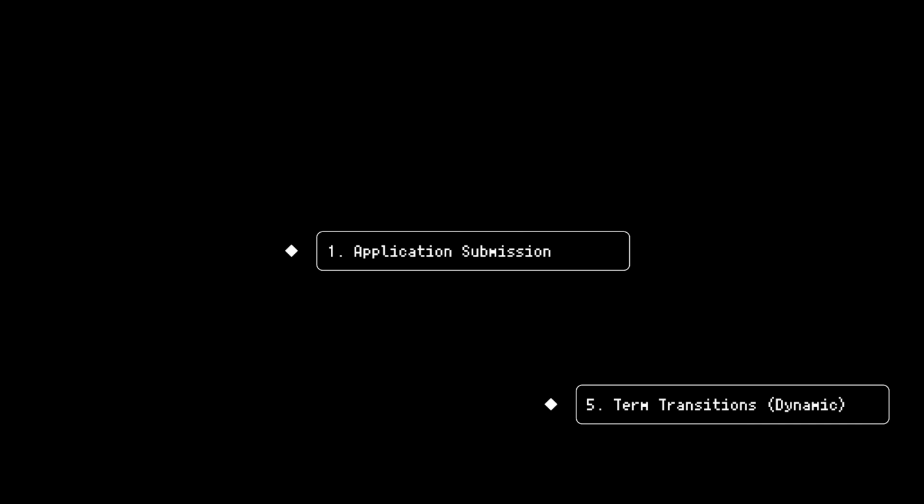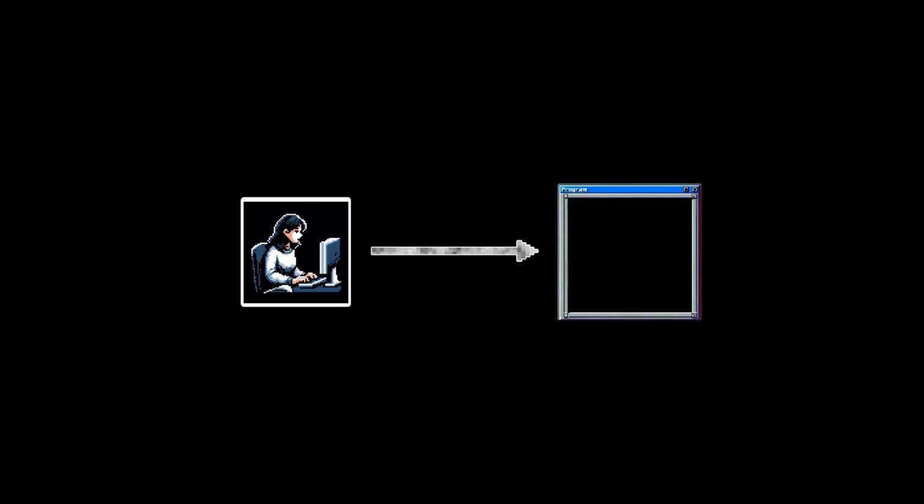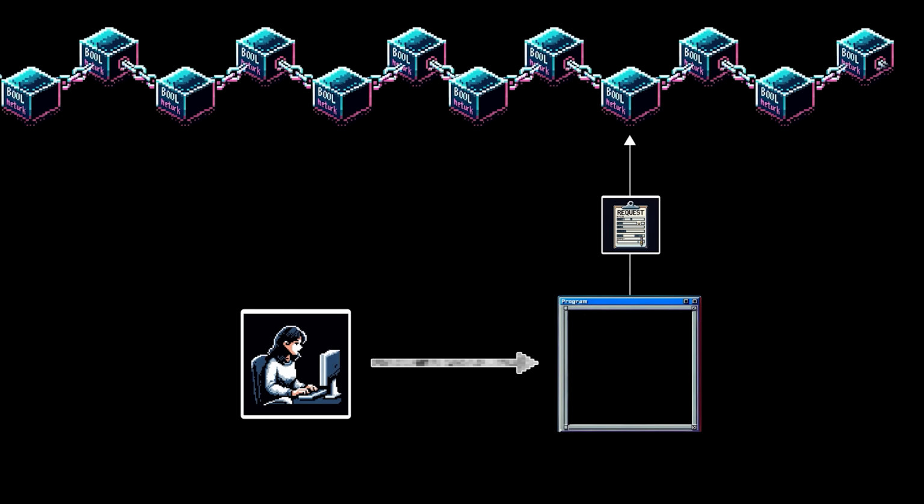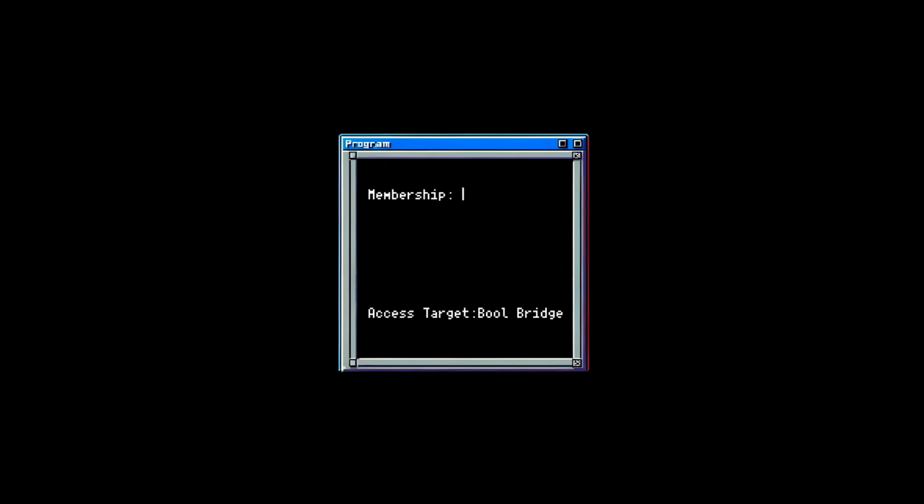1. Application submission. For the start, users initiate an on-chain request within the Bool Network to establish a dynamic hidden committee based on specific requirements. Through the user interface, they configure parameters such as access targets and the total number of members, greater than or equal to 3, for the committee.